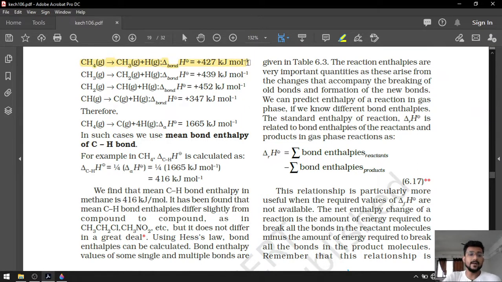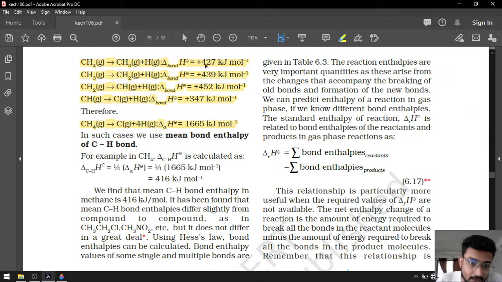But now, if we break the second bond, we will require more energy compared to the first one. If we break the third bond, we will require more energy, and if we break the fourth bond, we will require very little energy. Why? Because carbon will be more stable rather than being with hydrogen. That's why. Therefore, the total energy will be the atomization enthalpy.